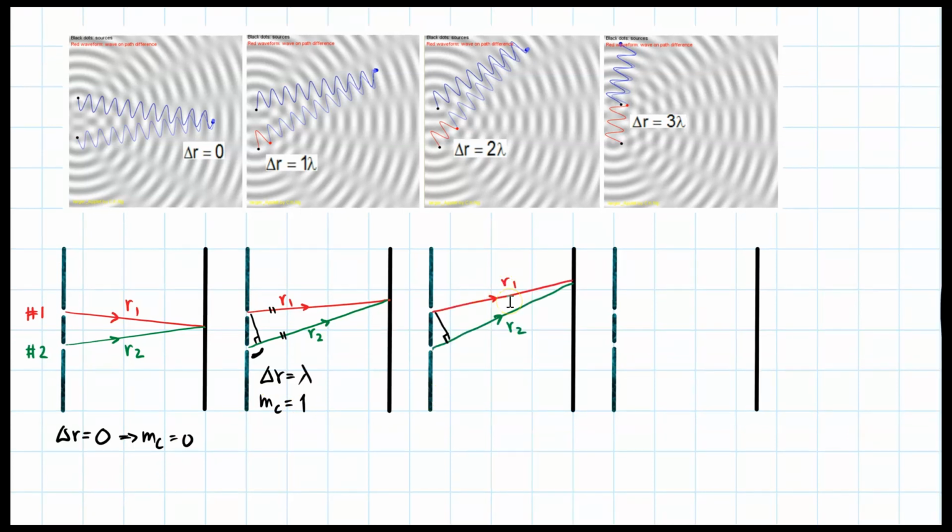Look at the third case, or the second case here. What you're seeing here is again ray 1 and ray 2. Those two lengths are congruent, but this distance here is now larger because it's higher up. It had to travel farther, so therefore delta R must be 2 lambda, which then means that MC must be 2 as well. And following the last one, we could see here that in order for these guys to have constructive interference, the path difference has to be 3 lambda. Therefore, MC equals 3.